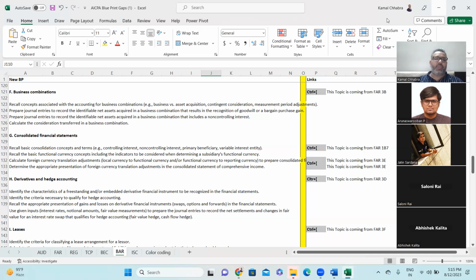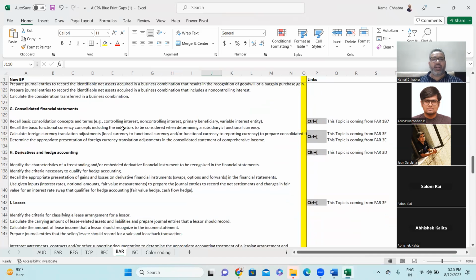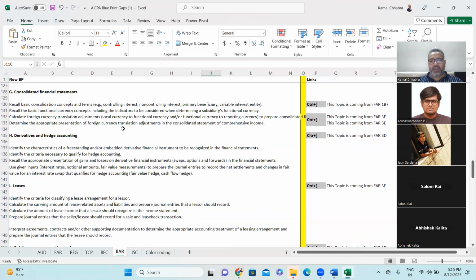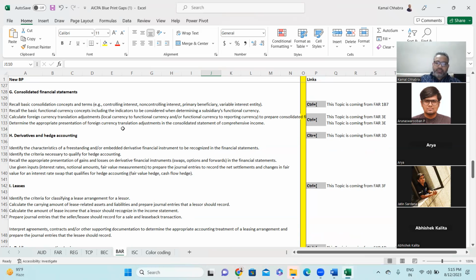The next concept we'll be understanding is consolidated financial statements. Have you heard this term before? Consolidated financial statement. Yes. What is that? When there is any company which has multiple subsidiaries in different geographies, there is a consolidation process where the results of all the subsidiaries are merged into the results of the main parent company. Yeah. Anything else?